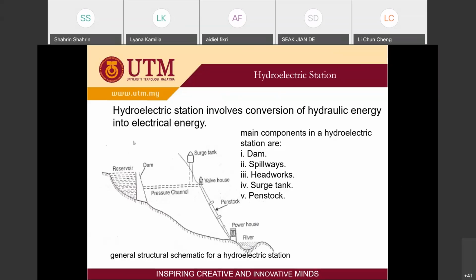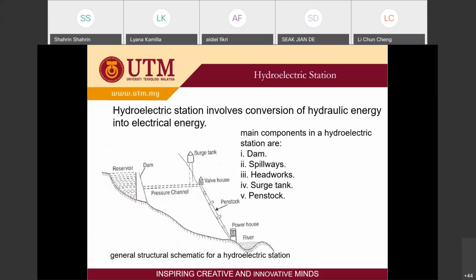As you can see here, please also watch the YouTube video of the animation on this hydroelectric station, so that you can visualize what the system is inside. These are the components inside the hydroelectric station, where we have the reservoir, which is your dam, and then your water will flow through the penstock here, and this power station is where you install your turbine and your generator. The flow of the water will rotate the turbine and it will generate the electrical power.